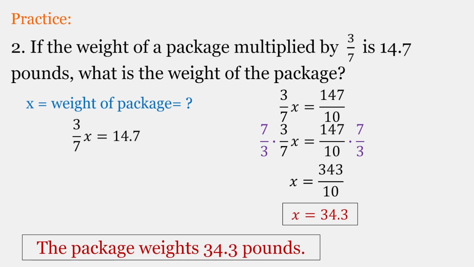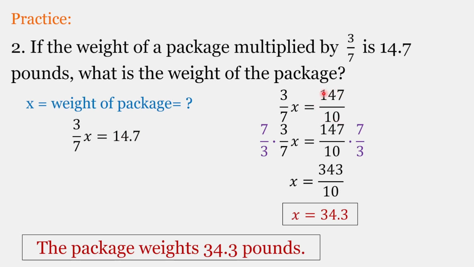If the weight of a package multiplied by 3/7 is 14.7 pounds, what is the weight of the package? Again, looking at the question asked, what is the weight of the package? We'll use that to help define our unknown variable. We'll define x as the weight of the package. And the problem writes the equation. So we're taking a package and we're multiplying it by 3/7. So 3/7 times the weight of the package is 14.7.